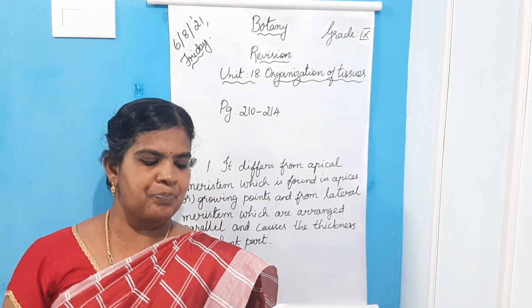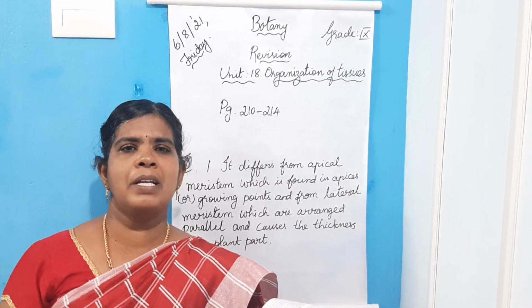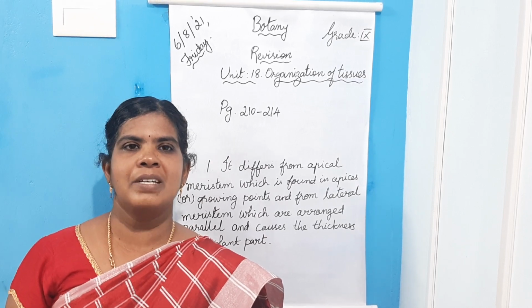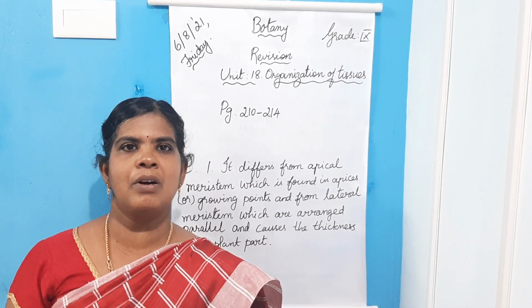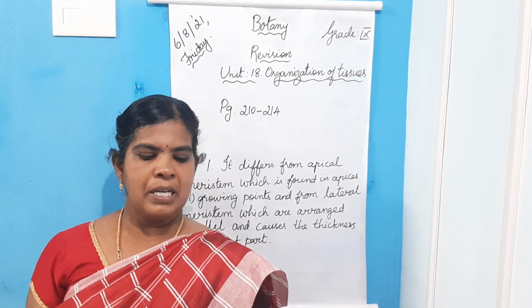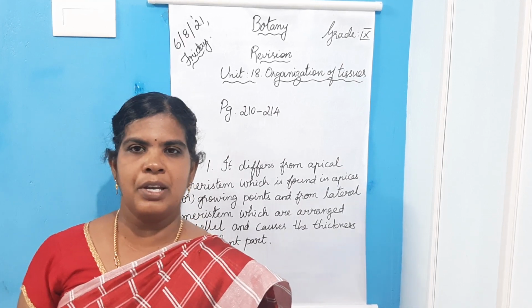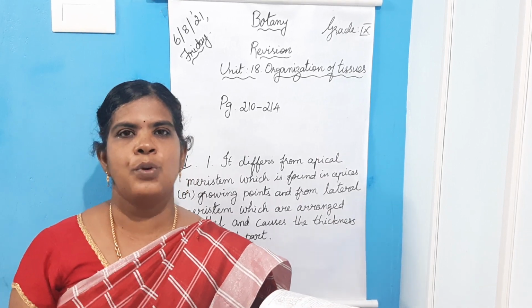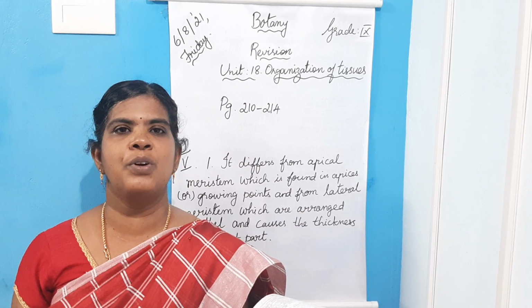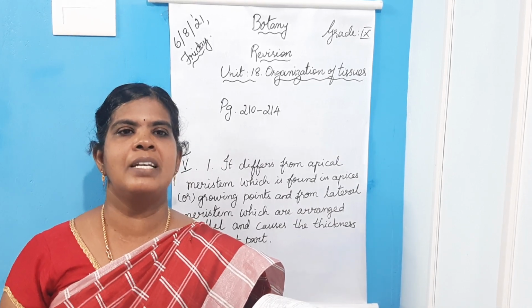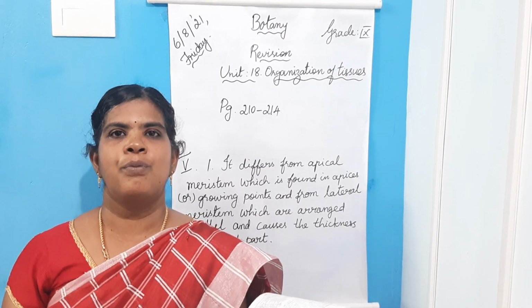Then the next point is components of xylem include xylem tracheids, xylem vessels, xylem parenchyma and xylem fibers. What about phloem? Components of phloem include sieve elements, companion cells, phloem parenchyma and phloem fibers. These are the differences between xylem and phloem.